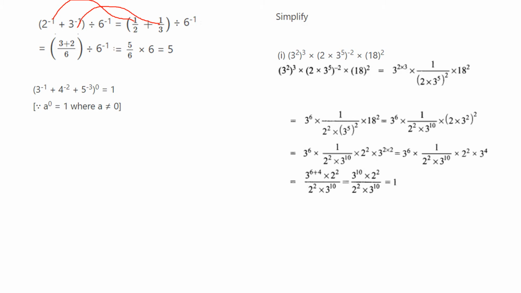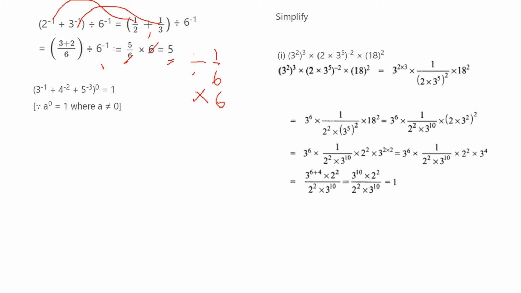Divided by 6 to the power minus 1 means we can write it as divided by 1 by 6. So divided I can change into multiply, so 1 by 6 I can write as 6. So 5 by 6 into 6, 6 and 6 cancel one time. So that answer is 5.